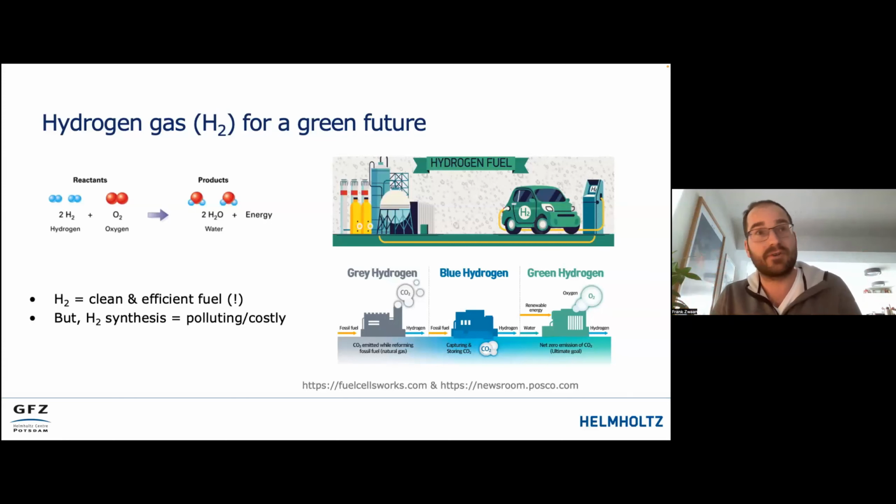But there is a big problem with this, is that we need to still produce this hydrogen somehow. So we need to put energy in there. So it's either very polluting or costly to get hydrogen. There are different ways of classifying it, like gray or blue or green hydrogen. But in either case, wherever the source of energy and how you do it, it's still going to take a lot of energy. So that's not really great.